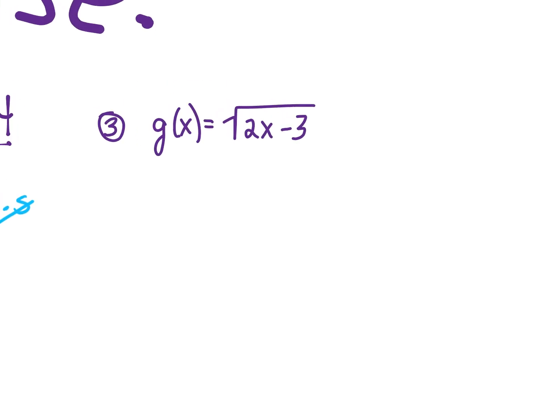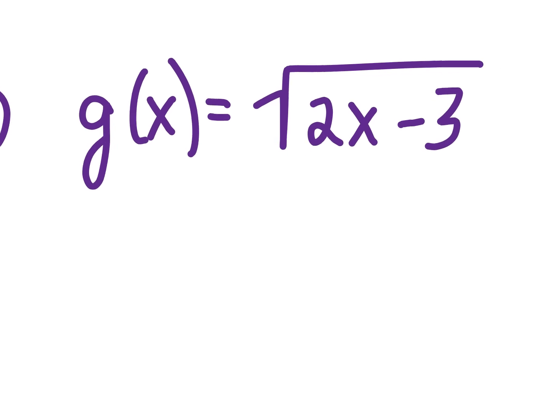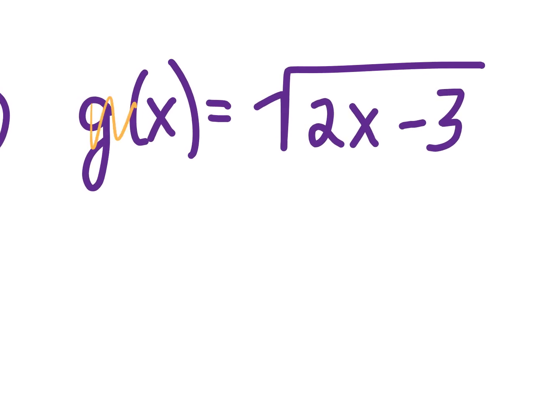All right, last one, let's look at 3. So g of x is equal to the square root of 2x minus 3. What's the first thing we should do? Put in our y value to 0. So we're going to switch the x and y. So g of x becomes x and x becomes y. So x is equal to square root of 2y minus 3.